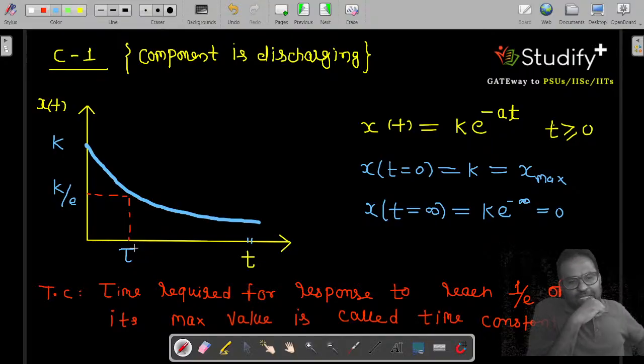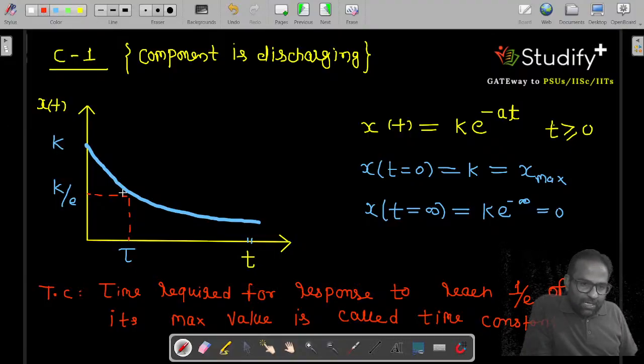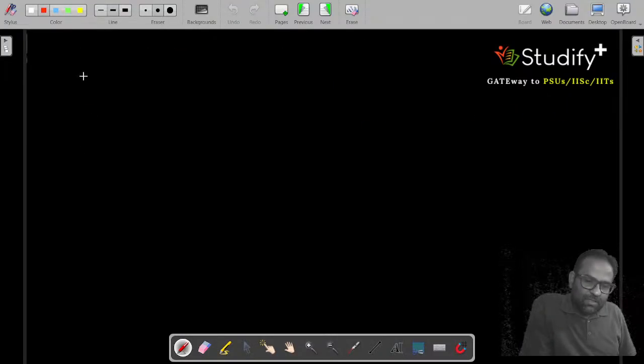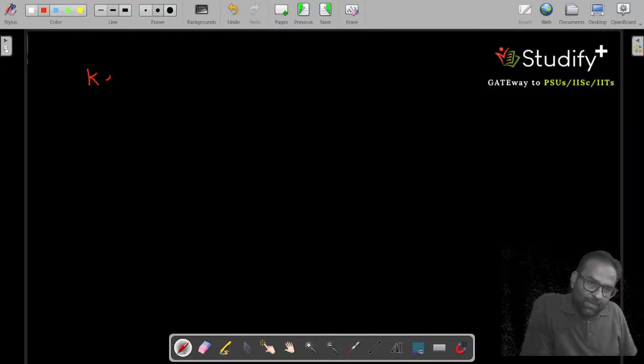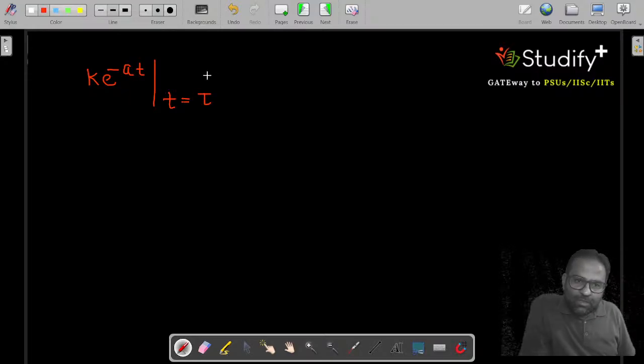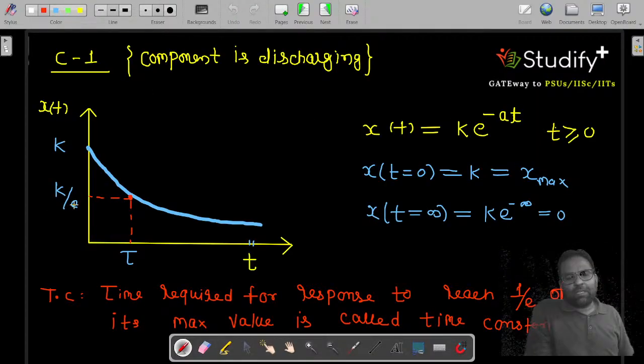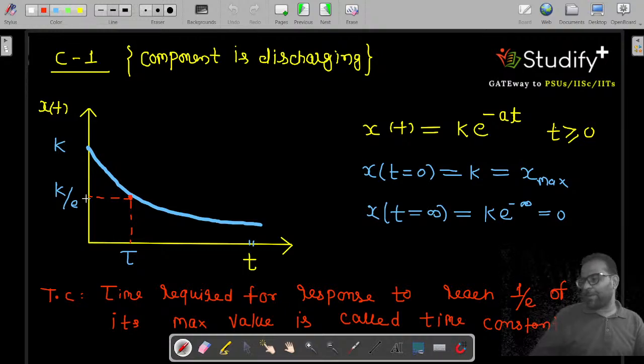So how can we calculate the value of the time constant? The best idea is to get the intersection of the two waveforms; at this point both waveforms have equal value. So what is the first waveform? The first waveform is k into e to the power minus a t. And can I say when t is equivalent to tau, this value is equivalent to k into e to the power minus 1? Yes or no? What is the value? K by e, and k by e can be written as k into e to the power minus 1.